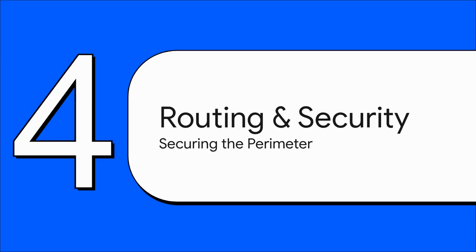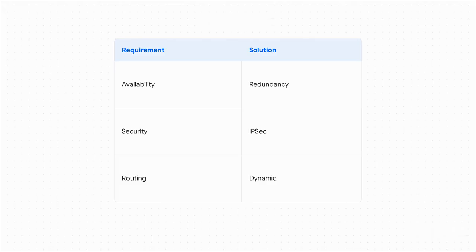Moving to Section 4, Routing, Security, and Availability. It's time to secure the perimeter. As an architect, there are really three core non-functional requirements that'll keep you up at night: availability, security, and routing. First up, high availability.